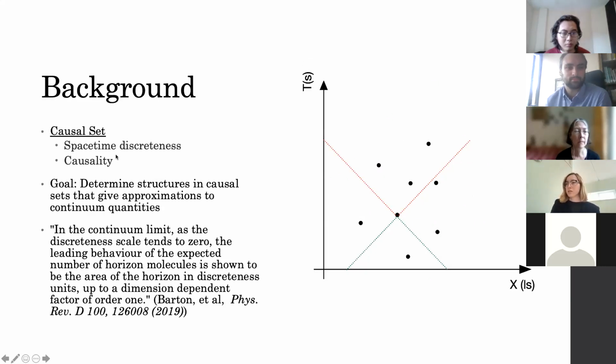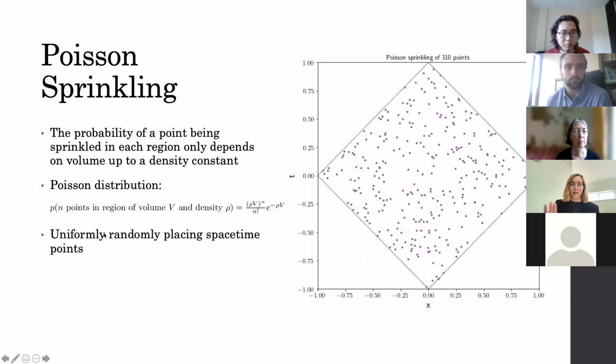Our goal was to determine structures in causal sets that give approximations to continuum quantities. By doing this, we looked at horizon molecules and the ways we can count them. So this diagram is the causal set, and you can see that it's bounded in this diamond, and these lines are light lines, and they're at 45 degrees because of the scaling.